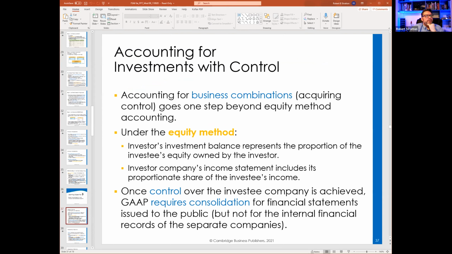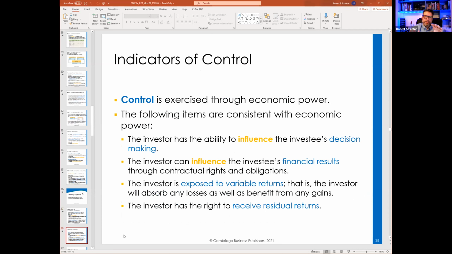Okay, so GAAP requires consolidation of the financial statements when you meet these tests for total control. All right, so in theory, the abstract way of this is if the investor has the ability to influence the investee's decision making, can influence the investee's financial results, and the investor is exposed to variable returns from the investee. The investor has rights to receive residual returns. So these are all elements of what it means to have control.